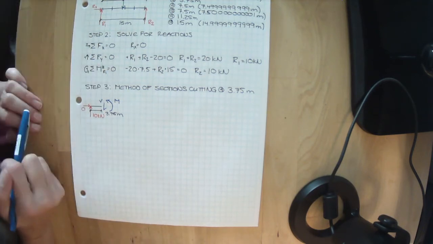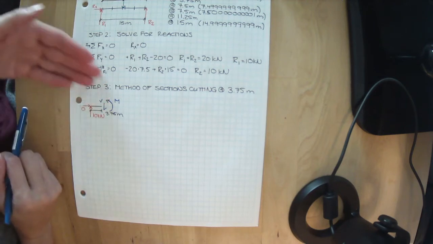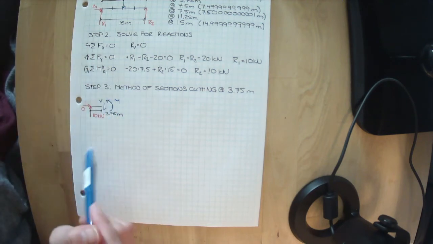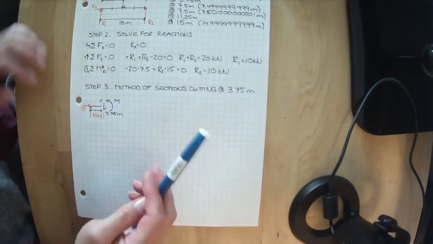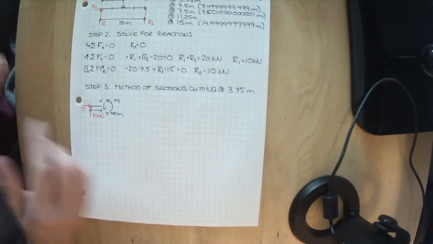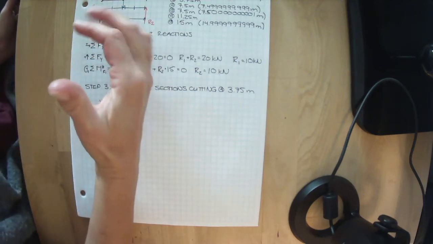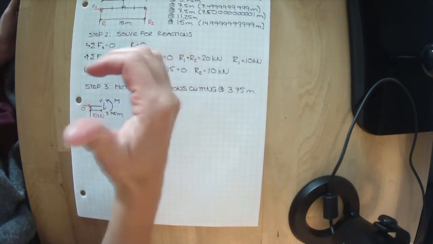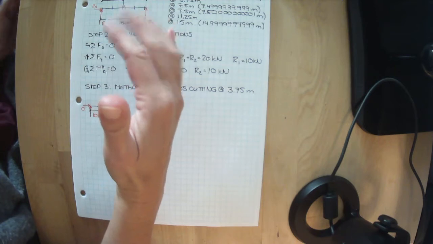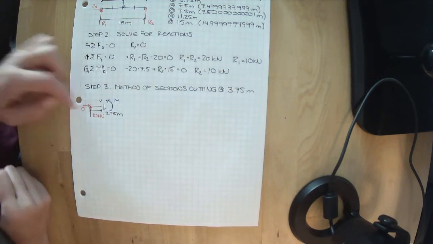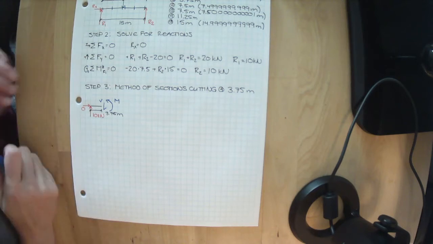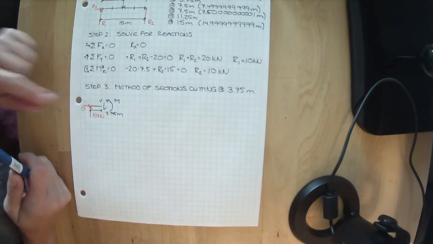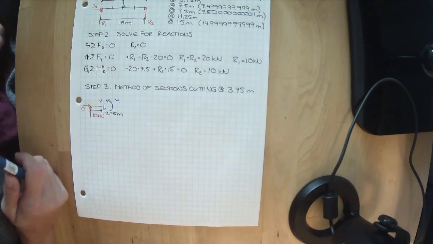Why did I draw my arrowhead down? I don't know if my moment is positive or negative. I don't know if my shear is positive or negative. I have no idea. These are placeholders. My moment, I'm going to draw it in the positive direction. Remember our thumb is sticking out of the page, our right hand? I'm going to draw my moment in the positive direction. Why am I drawing my shear down? Meh, that's what I feel like. But I am going to be consistent.